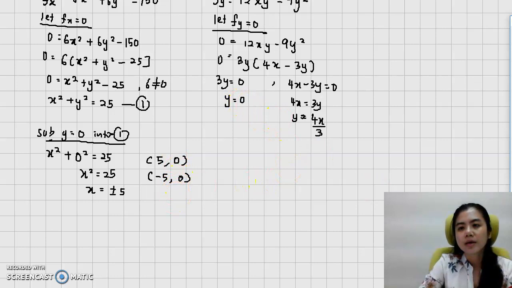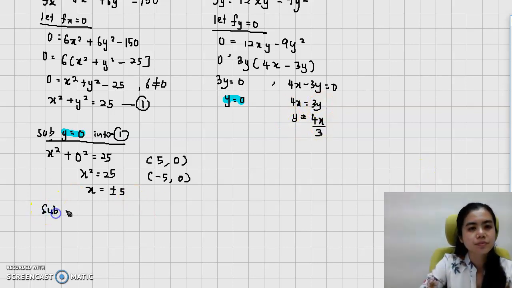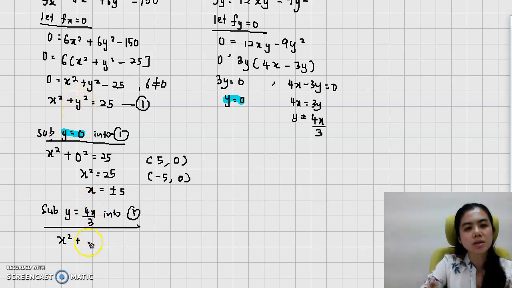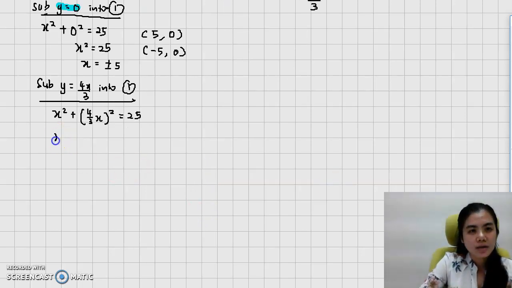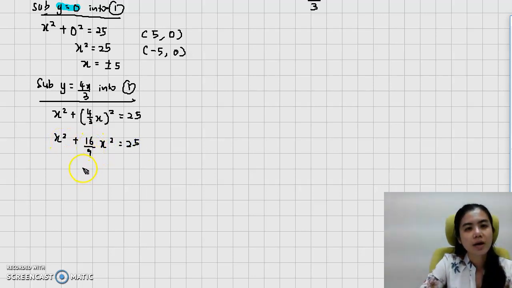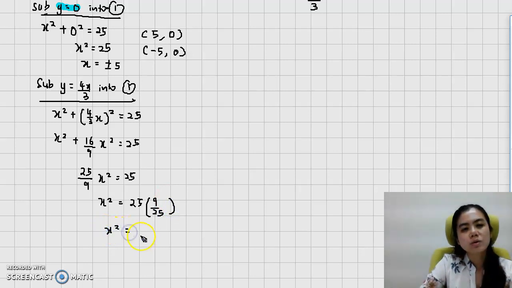How about the second one? We already did the first one with the substitution. Look at this one: when we substitute y equal to 4x over 3 into equation number 1, we have x squared plus (4 over 3 x) squared equal to 25. Let's simplify it. Basically I'll have 16 over 9 x squared, plus x squared, so you will have 25 over 9 x squared equal to 25. Bring this over, and then you have x squared equals 9, and x is equal to plus or minus 3.